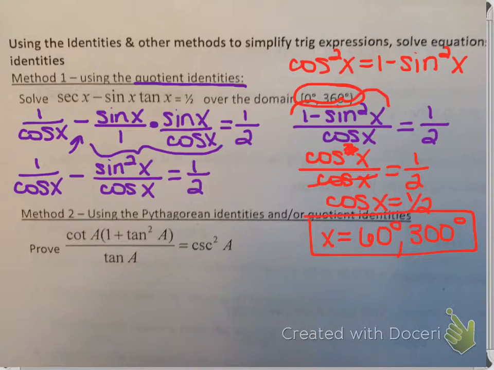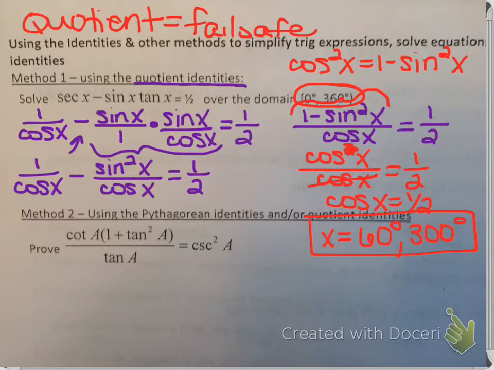The second method involves using Pythagorean identities before you resort to your quotient identities. Your quotient identities are what we call your fail-safe identities. They will almost always get you where you want to go, but odds are if you resort to them every time, it's going to take you a lot more steps and it's going to make it a lot messier than it needs to be.